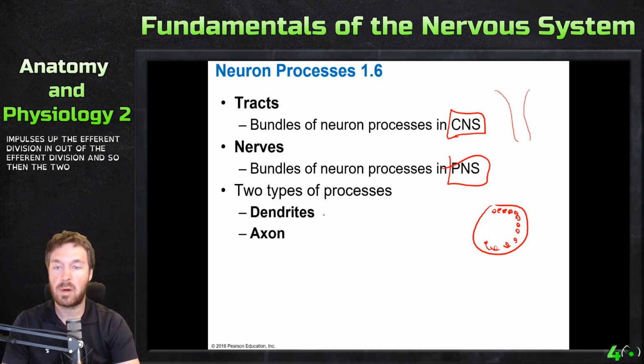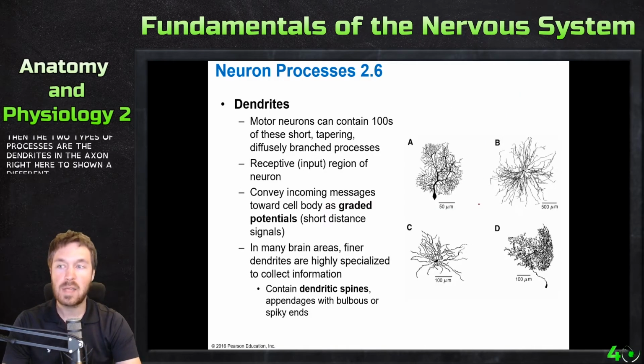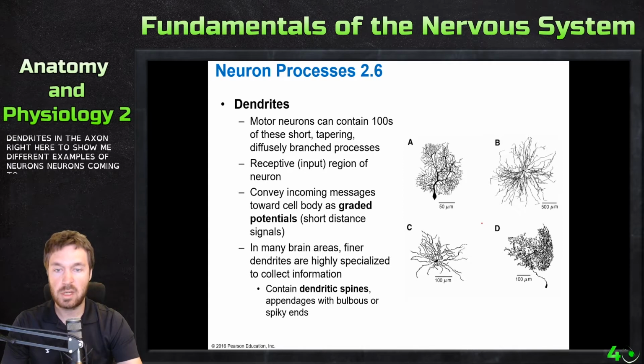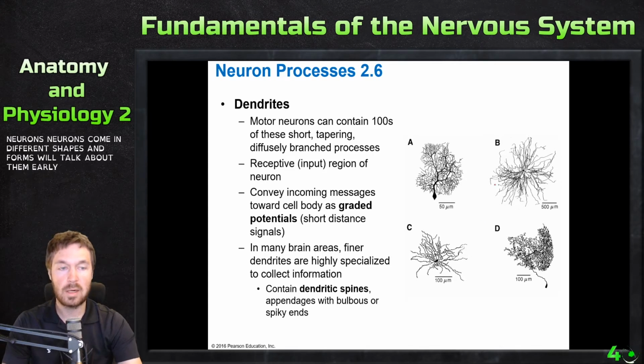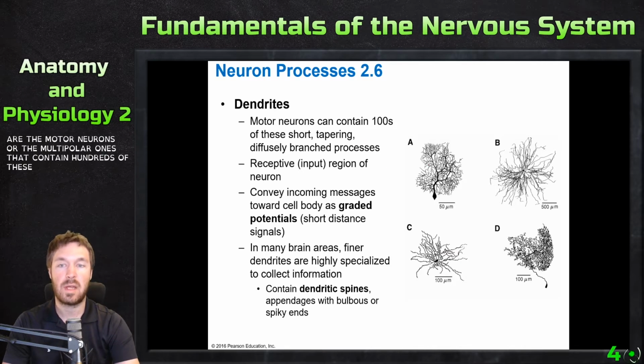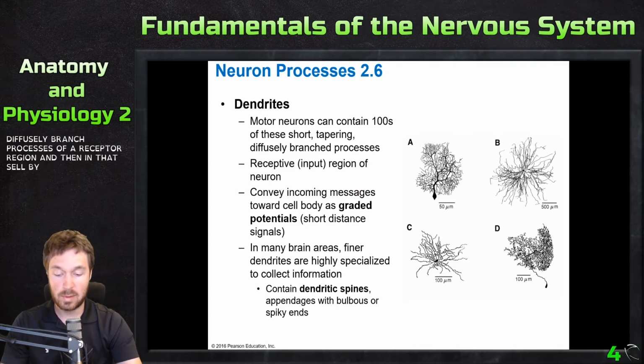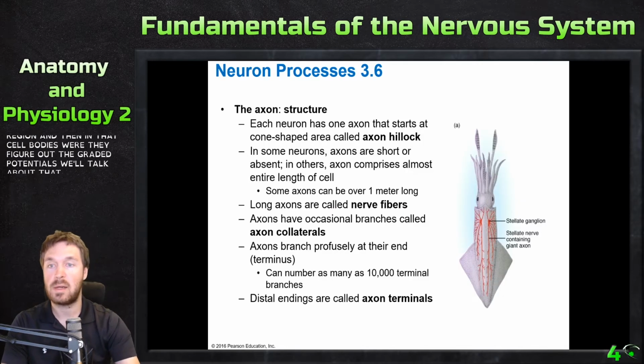And so then the two types of processes are the dendrites and the axon. Right here, just showing different examples of neurons. Neurons come in different shapes and forms. We'll talk about them later. But here I just wanted to show all the different complexity of these dendrites they can have. Most common ones here are the motor neurons, or the multipolar ones. They contain hundreds of these short, tapering, diffusely branched processes. They have a receptor region, and then in that cell body is where they figure out the graded potentials. We'll talk about that later.